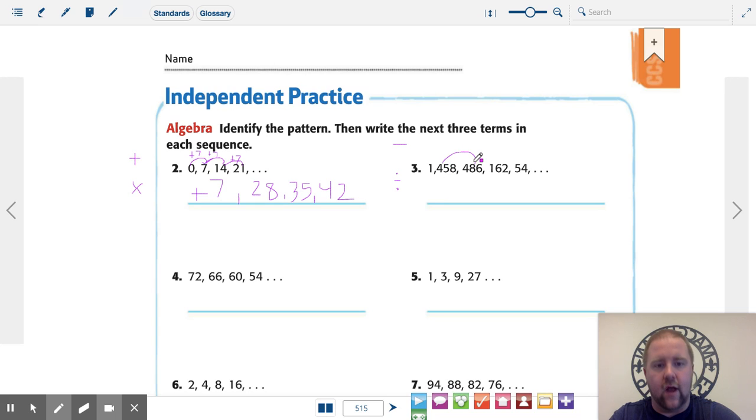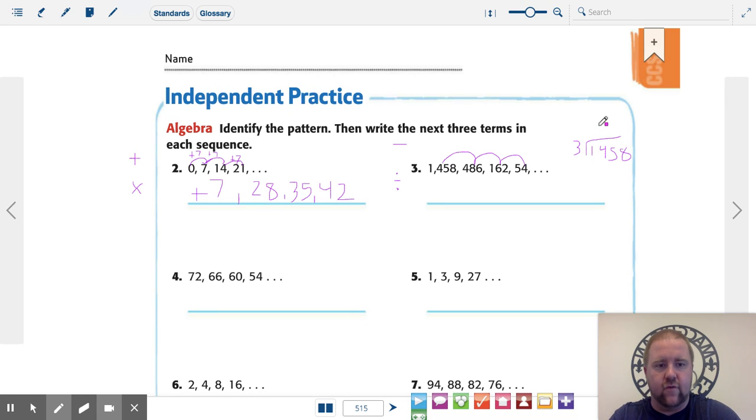So I've got to figure out what I'm dividing by. You could look here, or here, or at any of these to try and figure out what the pattern is going to be. What are we going to be dividing by? I know if I divide by 1, that's going to give me the same number. And if I divide by 2, I'm going to have about half of that. Well, I know that half of 1,400 is going to be about 700 and something. So I'm not going to divide by 2, but I will try 3. So let's do 3 into 1,458 and see what happens.